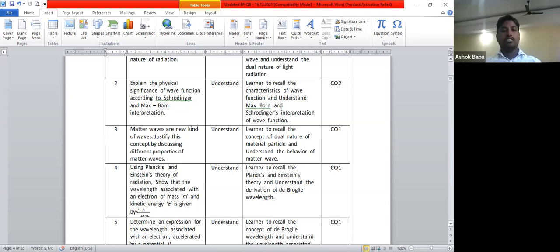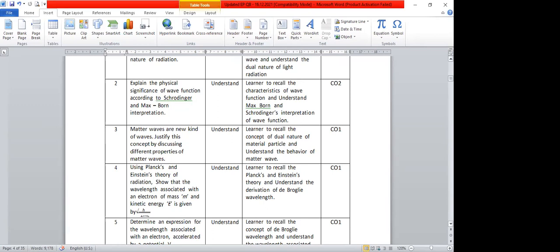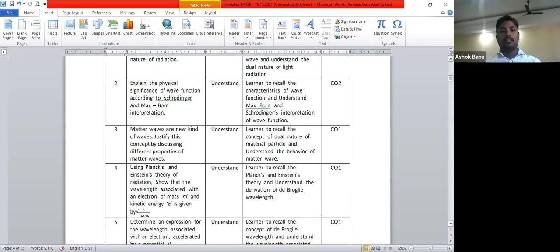Okay. What is the equation for the energy of the photon? E equals h nu, or E equals hc by lambda. And Einstein's theory.